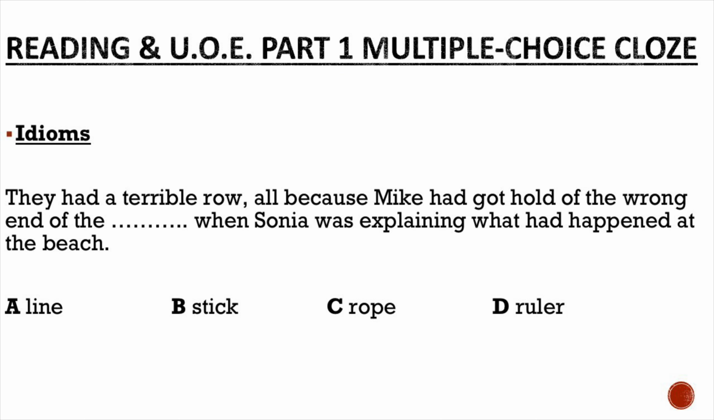As we talked about idioms before, here we have a sentence which involves an idiom. They had a terrible row, all because Mike had got hold of the wrong end of the line, stick, rope or ruler when Sonia was explaining what had happened at the beach.